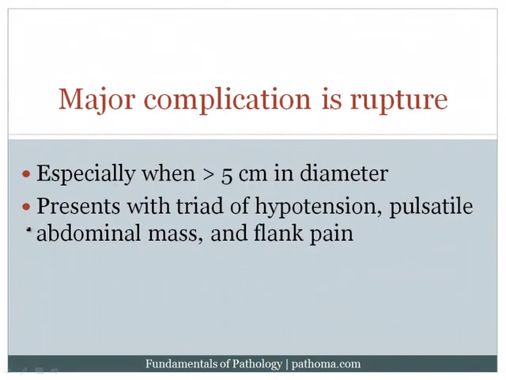The major complication, of course, is rupture, especially when it's greater than 5 centimeters. This number is key. Greater than 5 centimeters, there's a very high risk of rupture, and when it ruptures, it will present with a triad of hypotension because they're bleeding, a pulsatile abdominal mass because you'll be able to put your hand on the abdomen and feel that aneurysm, and it'll be pulsatile because blood is flowing through it, and then there'll be flank pain as well. And so these are some of the classic signs and symptoms of a ruptured abdominal aortic aneurysm, which of course is a medical emergency. So that completes this section on aortic dissection and aneurysm.